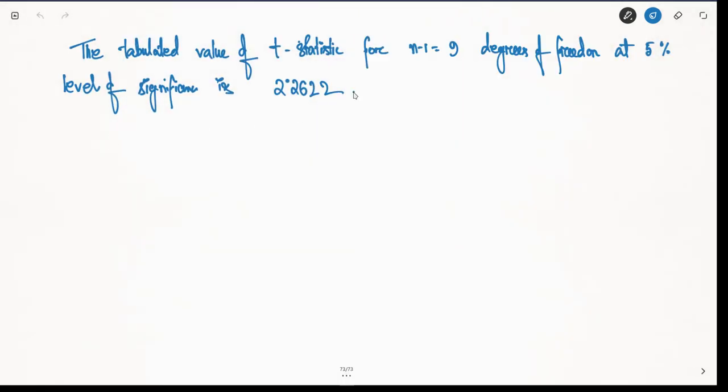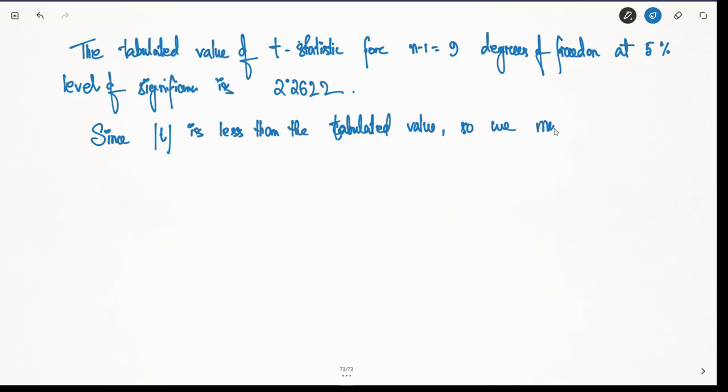So how will we write the conclusion? Since the modulus of t is less than the tabulated value, we may accept the null hypothesis, right? So we may accept the null hypothesis.